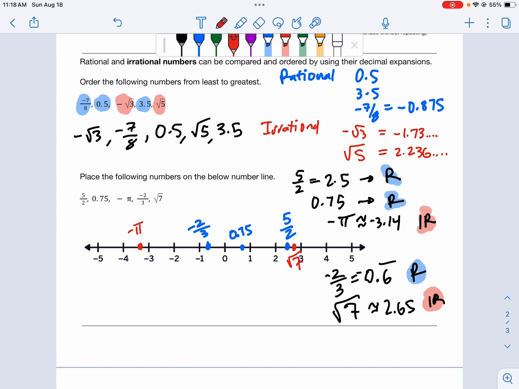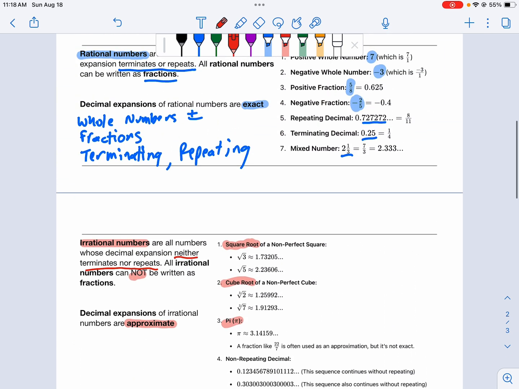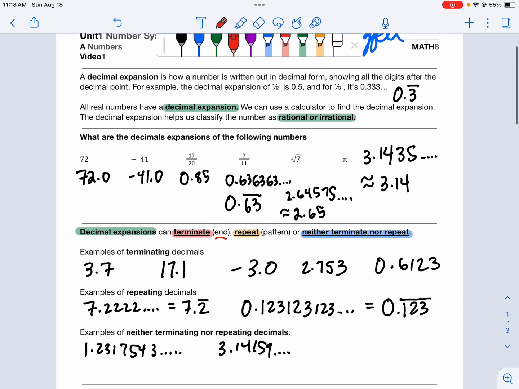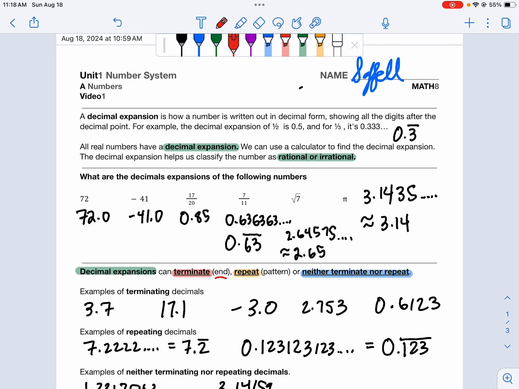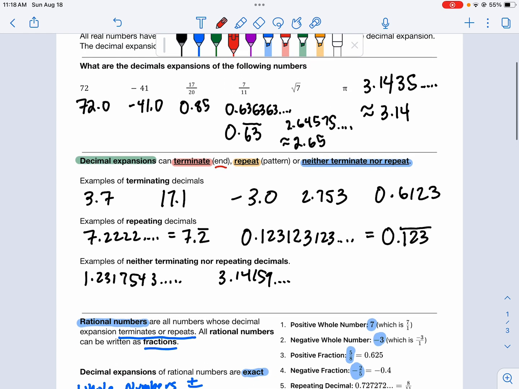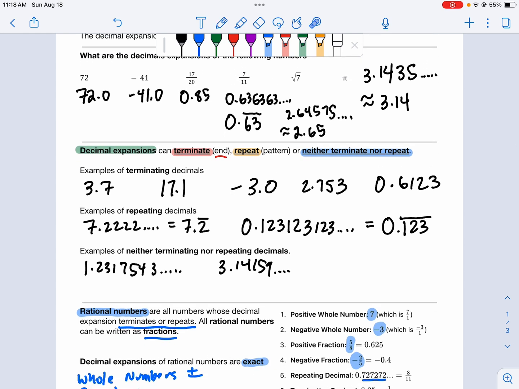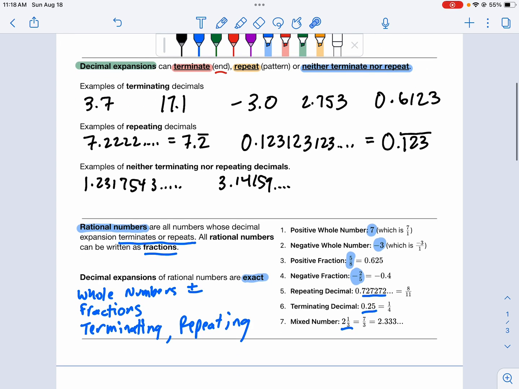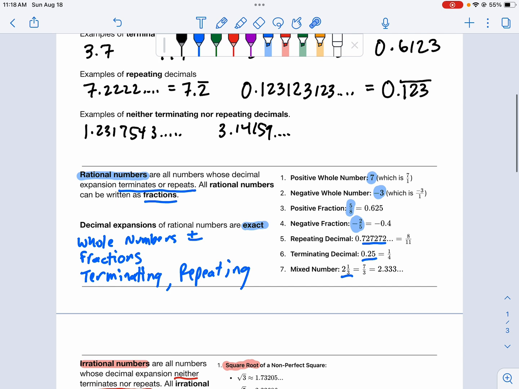All right, you've watched the entire video. You've taken notes. Let's go back. I know this is a little long. This is a lot of information. I'm going to continue to talk about this day after day. So all numbers have decimal expansions. Decimal expansions can either terminate, meaning end, repeat, meaning pattern, or do neither. Based on that, we can classify numbers into rational or irrational.